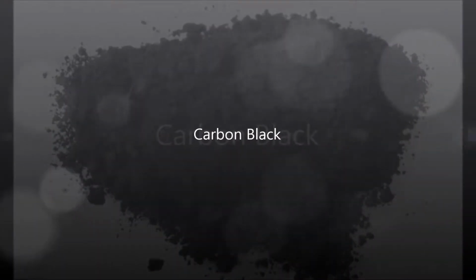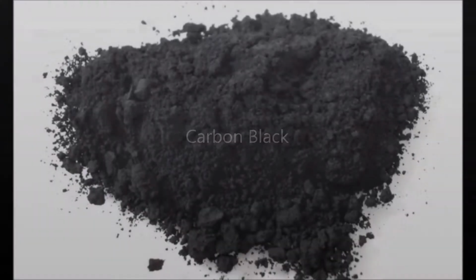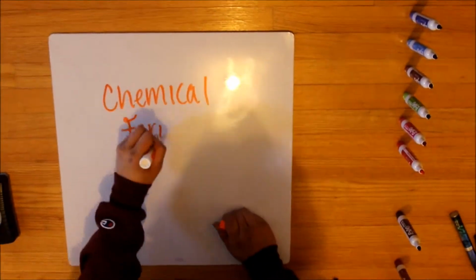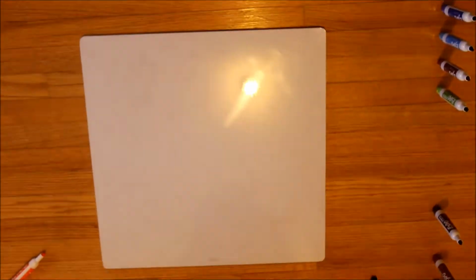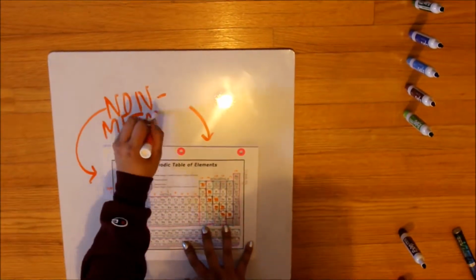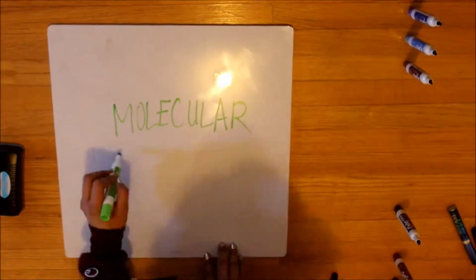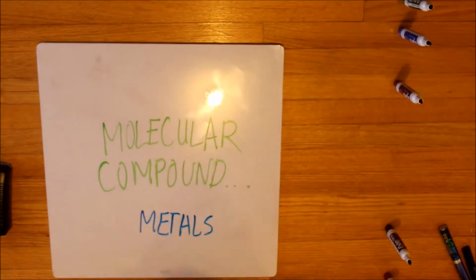Carbon black, also known as black carbon. The chemical formula is C, and since it is just made up of carbon particles, it is of course a molecular compound, and molecular compounds are known to have no metals at all.